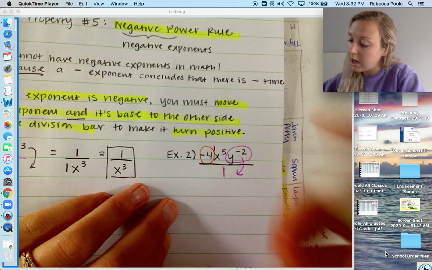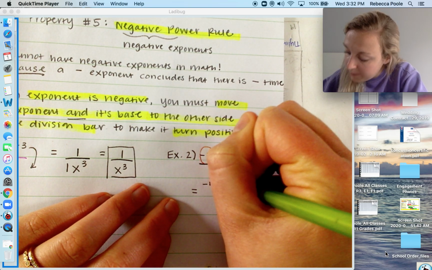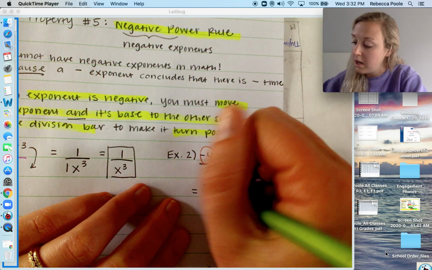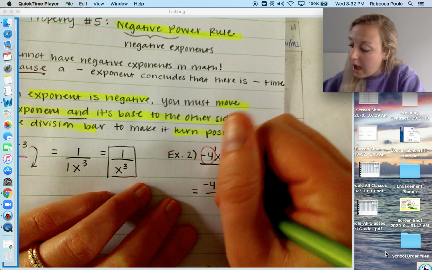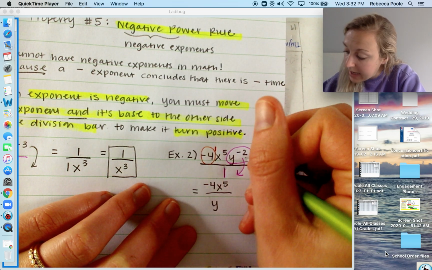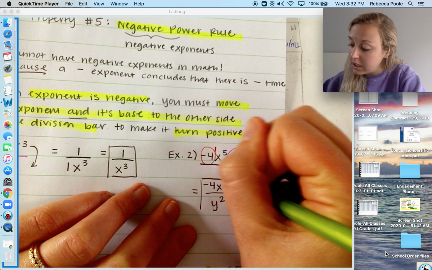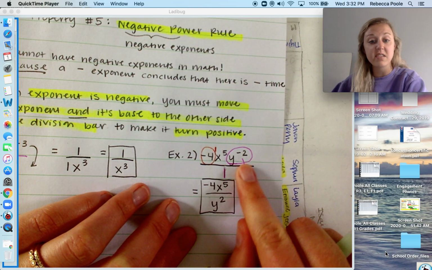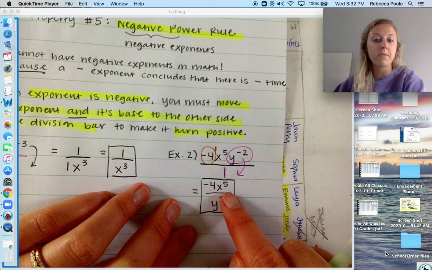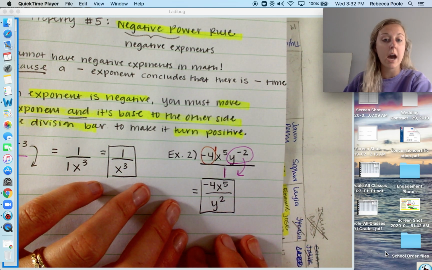So in the numerator, I still have negative 4x to the 5th. You can put the 1 with the 4, but you don't have to, okay? Remember, it's understood. And now in the denominator, I have 1, which I don't have to write, right? And then I have y to the positive 2nd now. So for this one, we're actually done now that we've moved that y to the negative 2nd and made it positive, because you can't combine x's and y's. I can't do x to the 5th divided by y squared. They don't have the same base. So that's how you would move that negative exponent, okay?